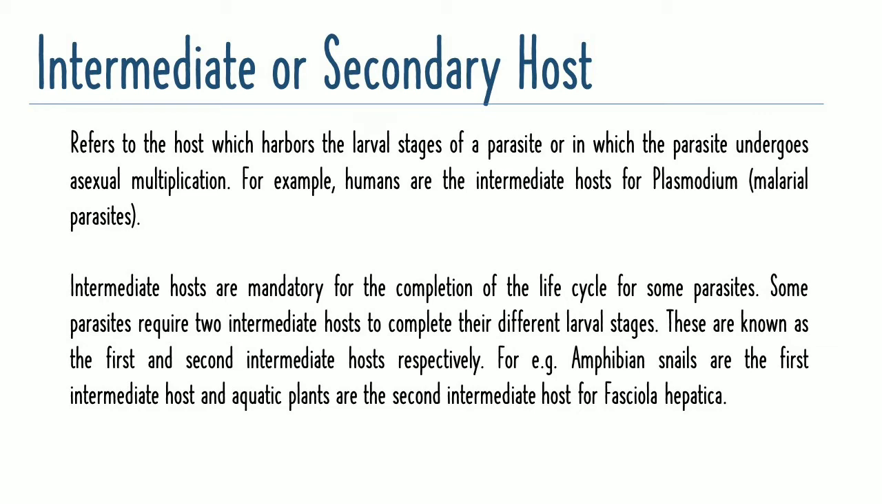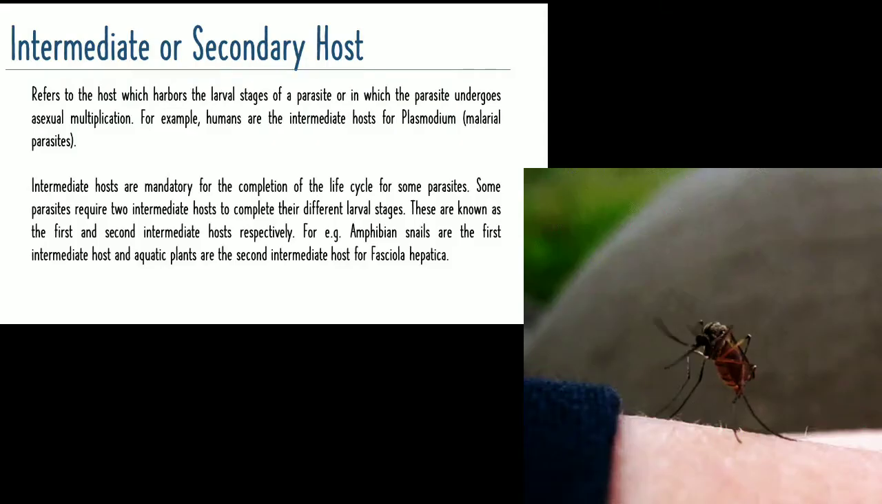Intermediate or secondary host refers to the host which harbors the larval stage of a parasite or in which the parasite undergoes a sexual multiplication. For example, humans are the intermediate host for Plasmodium or malarial parasites. When a man gets bitten by a definitive host, which is a mosquito, the man becomes an intermediate host because the malaria disease is now passed to the man.